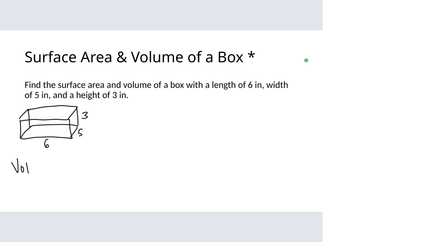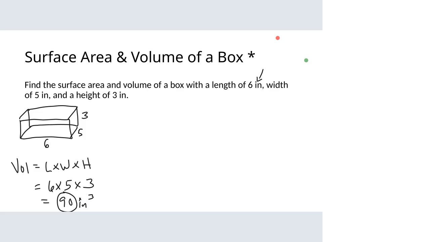Volume goes faster, so we'll do that first. That's just length times width times height. So that's going to be 6 times 5 times 3. And I'll go on my calculator and I'll do 6 times 5 times 3 and end up with 90 for volume. Because this is inches, our volume would be cubic inches. I want you to know it's cubic inches, but you'd be asked for just the 90.